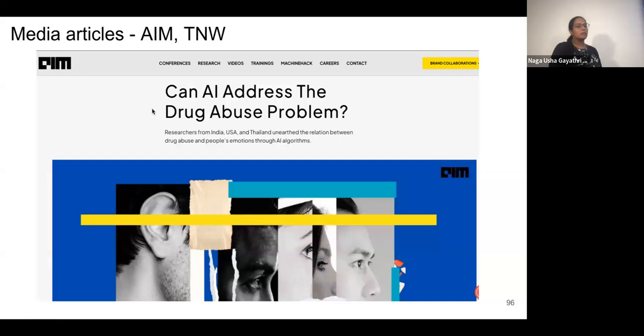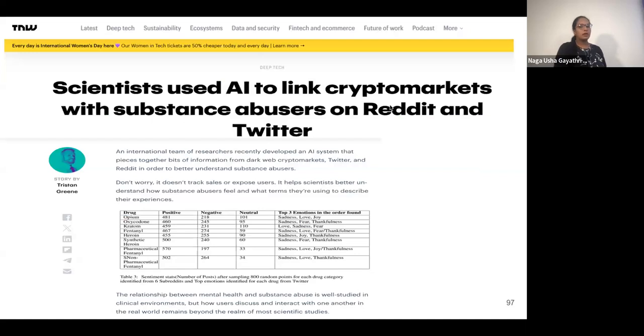This is the media article: Can AI address the drug abuse problem, for the interest that was created on our substance use work and addiction work? And this is another media article around the same thing.